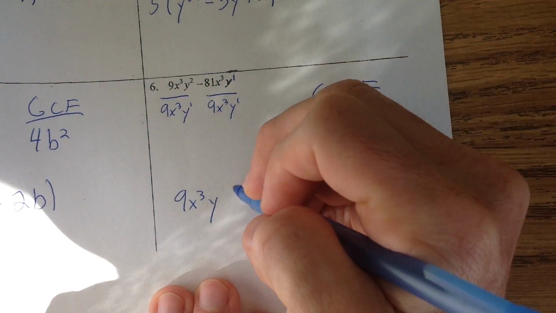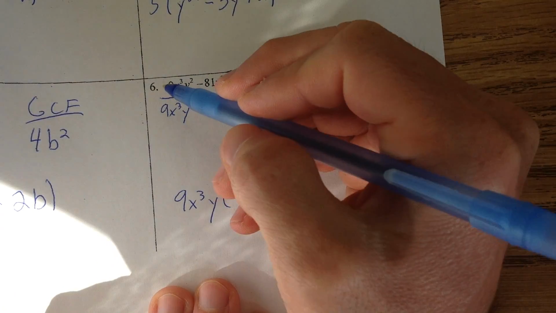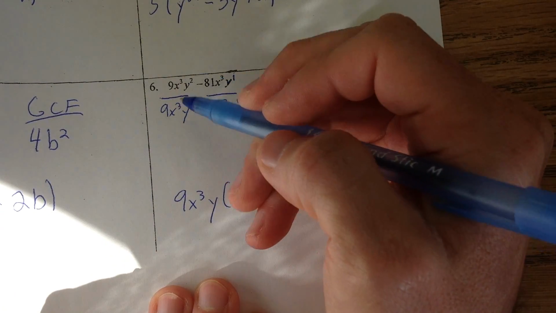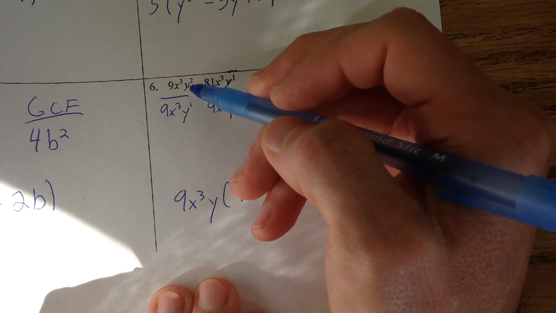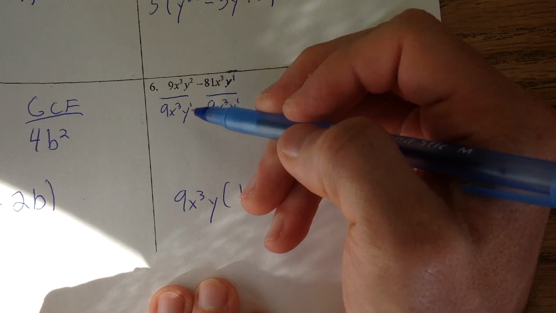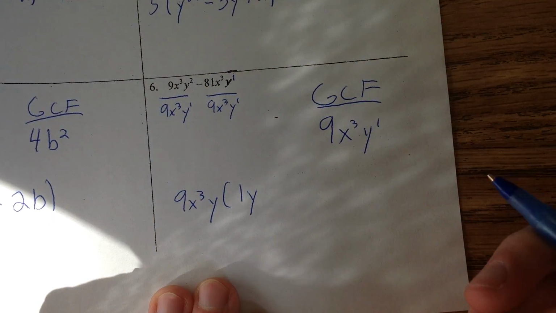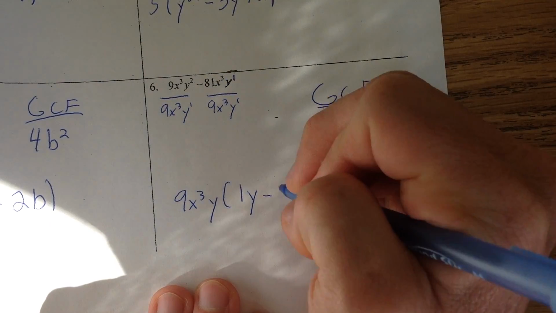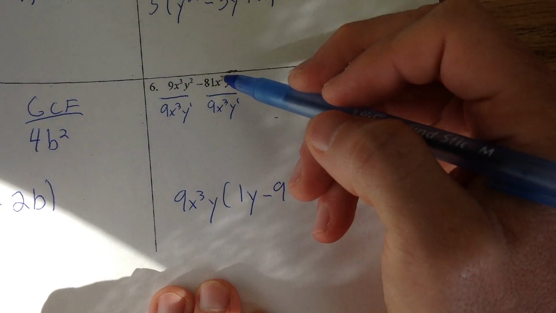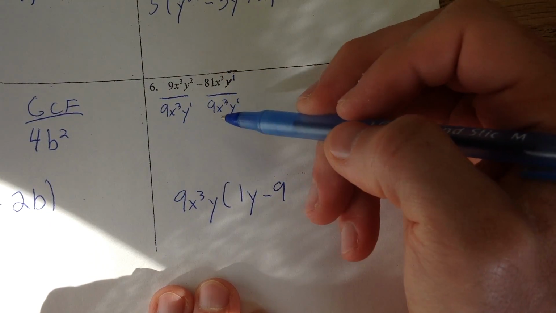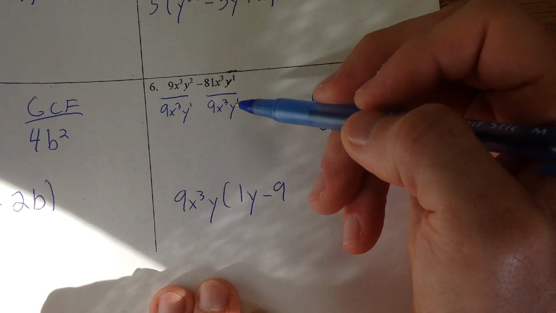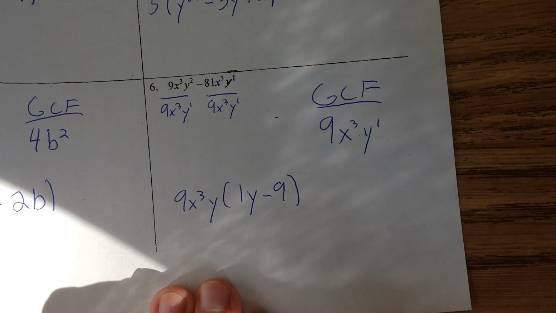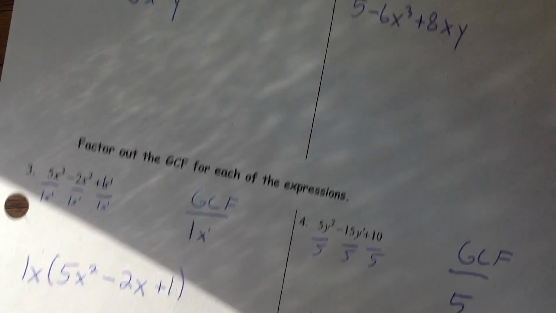9x cubed y. You can write the to the first, or you don't have to. It's the same either way. 9 divided by 9 is 1. All right, x cubed divided by x cubed. 3 minus 3 is 0, so the x's basically cancel out. Y squared divided by y to the first. 2 minus 1 is 1, so we're left with just 1y. You can write to the first there. It means the same thing. And then here we have 81 divided by 9, so that's minus 9. X cubed divided by x cubed, 3 minus 3 is 0, so they basically cancel out. Y to the first divided by y to the first, 1 minus 1 is 0, so those will cancel out, and we're just left with this 9 here. All right, so that would be your answer for number 6. Take a look at the back.